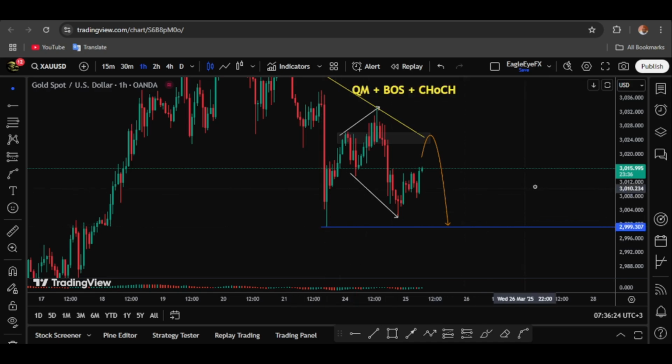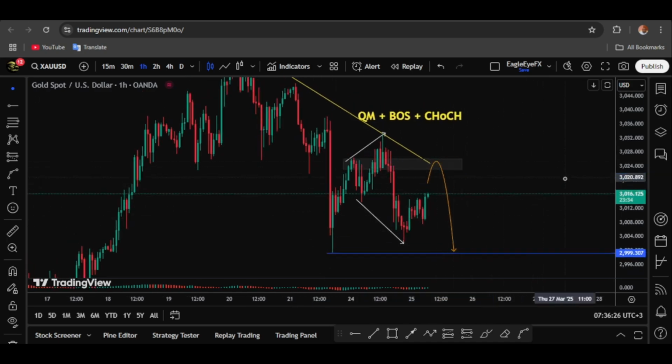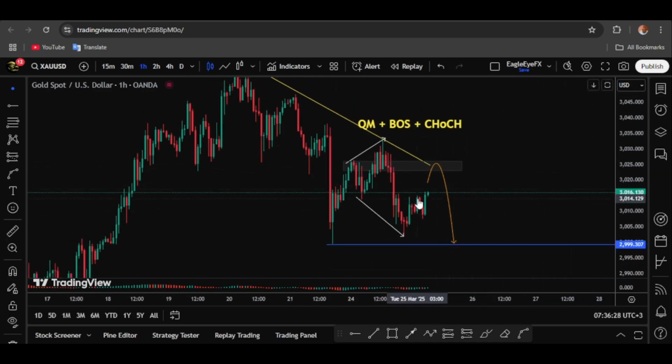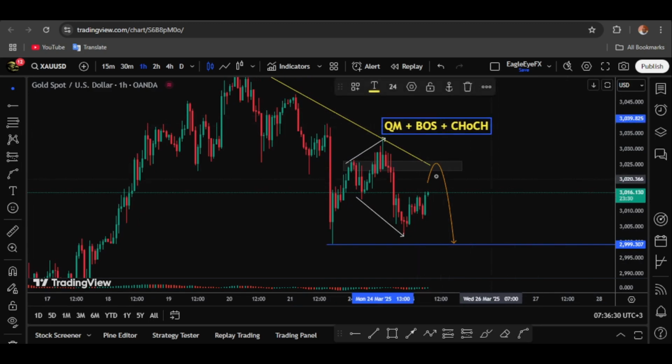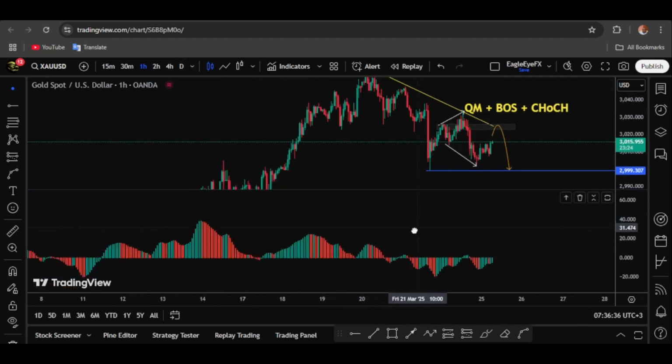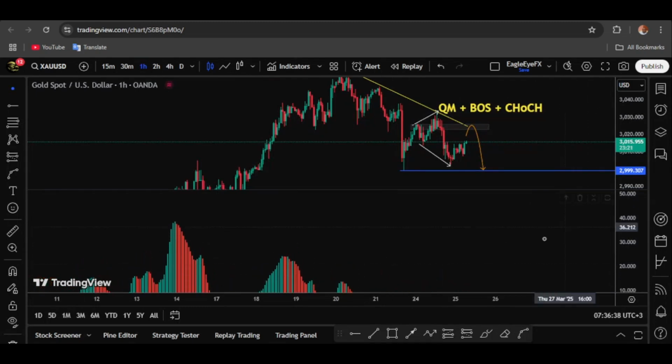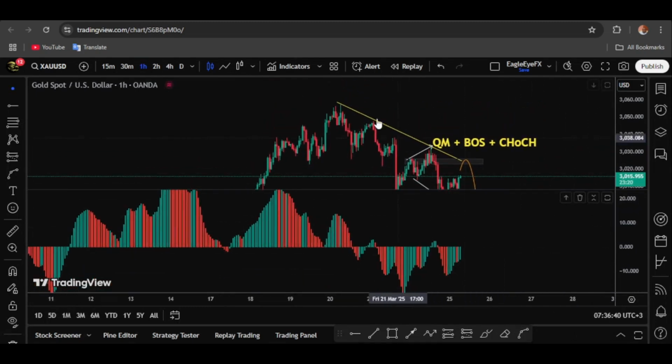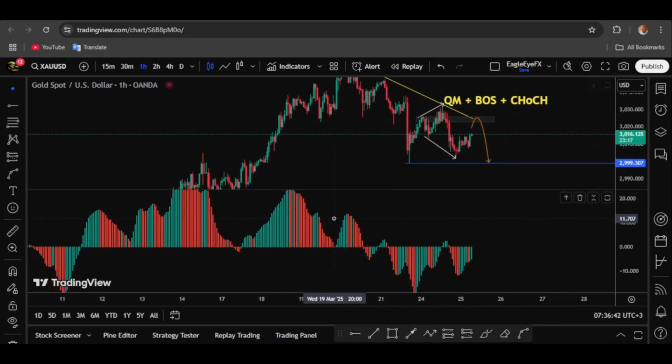You can actually target this low over here. So you can see here, that's very clear. You can see that the market is actually forming, and the market is coming. So you can see this is our, what is it called? It's our QM that is about to form, right?